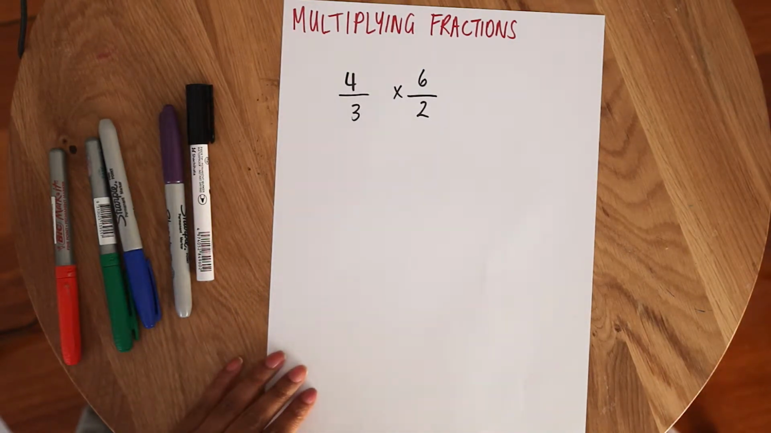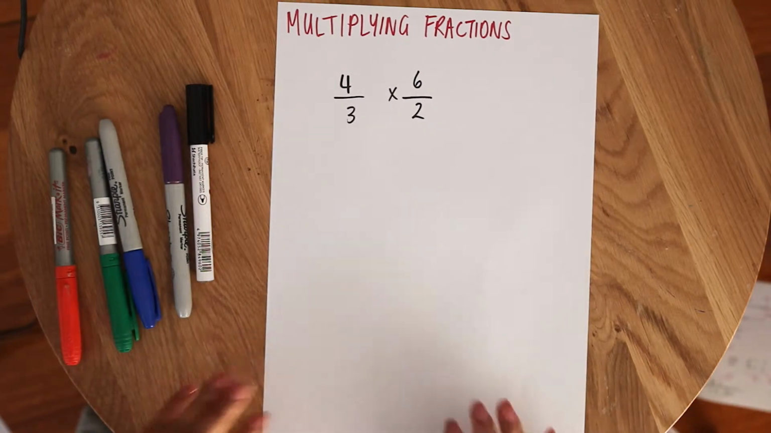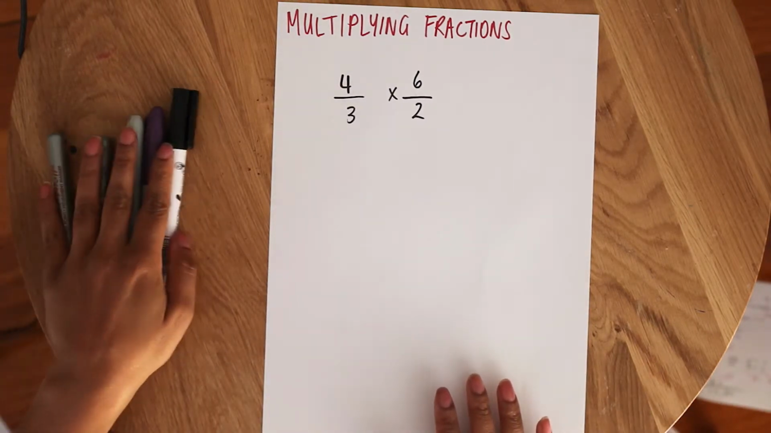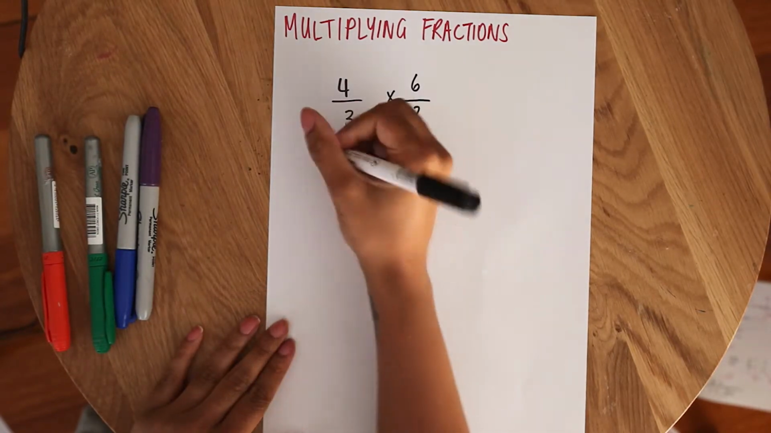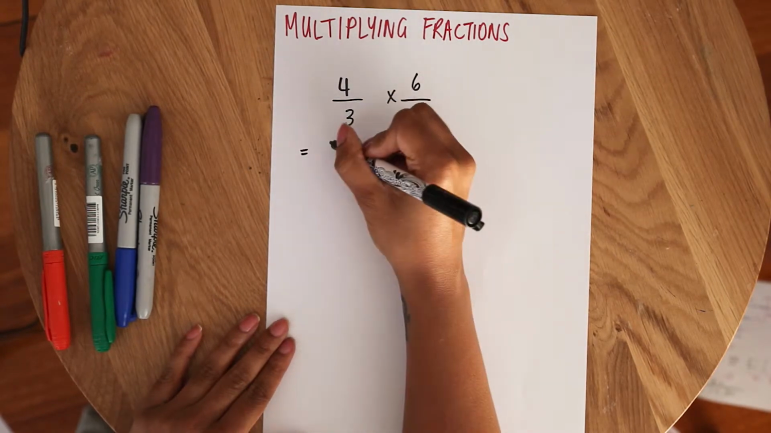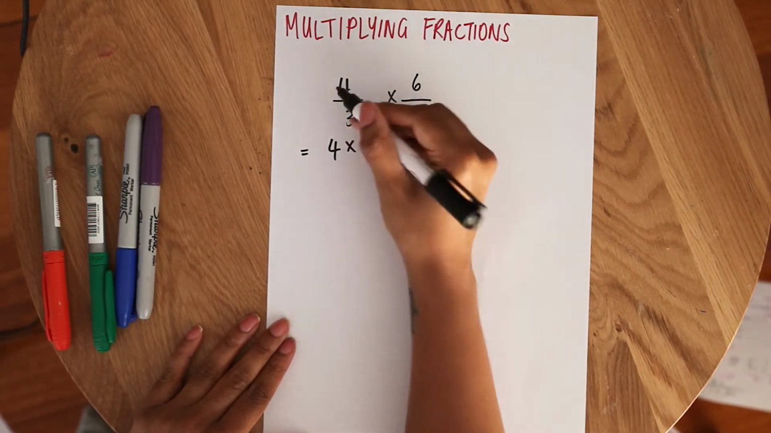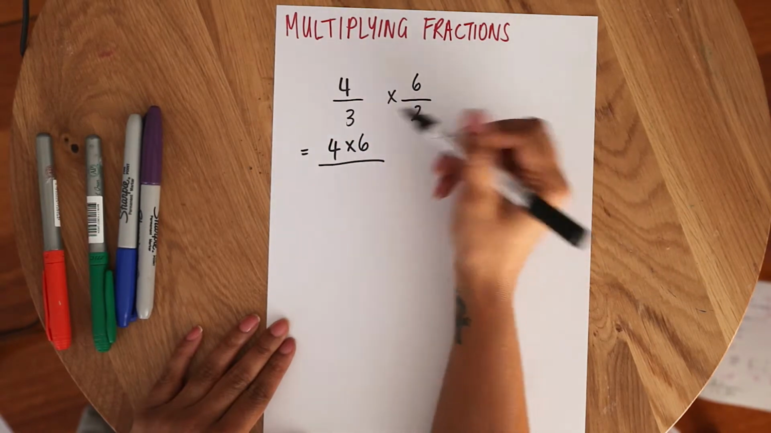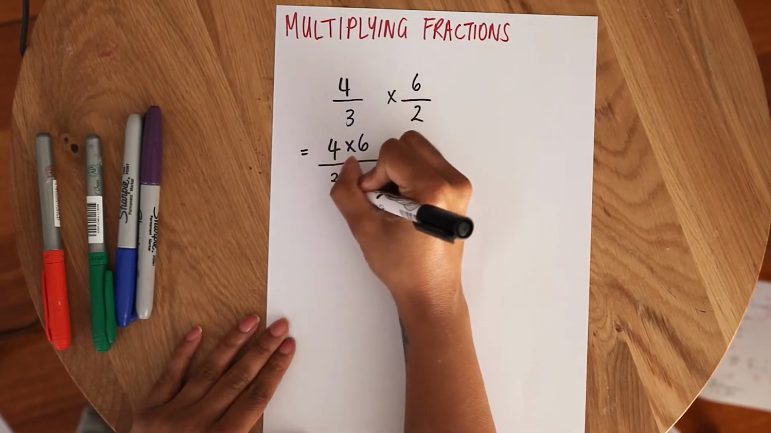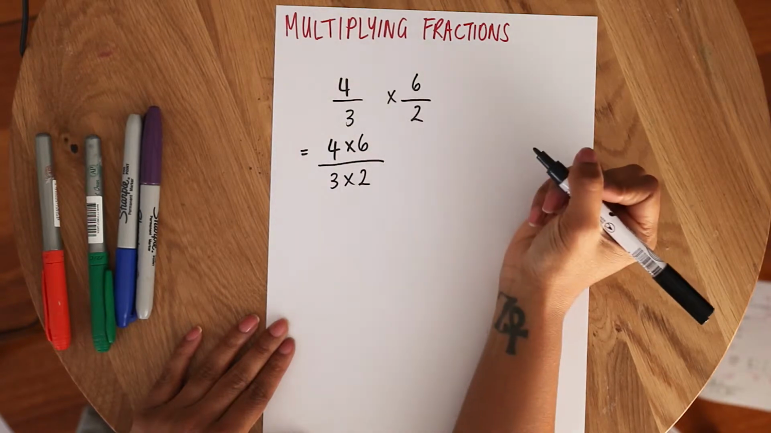All we're going to do is, instead of trying to find the lowest common denominator and all those sorts of things, we're just going to multiply across. So the first step, if you were to attempt the question, is to do two steps here. We're going to multiply the two numerators, and then we're going to multiply the two denominators. So we're literally just multiplying across.